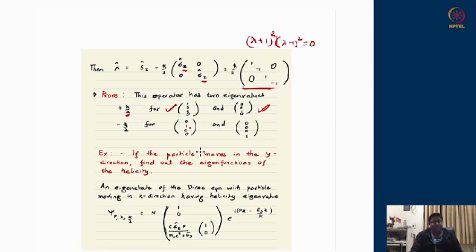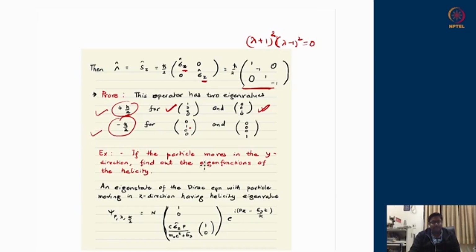So you see, if the particle moves in the z direction, then there are 2 possible choices of helicity: plus h bar by 2 and minus h bar by 2. They are degenerate states. That means there are 2 eigenstates which share the eigenvalue h bar by 2 and 2 eigenstates which share the eigenvalue minus h bar by 2.